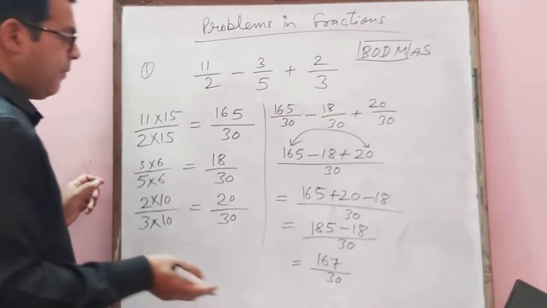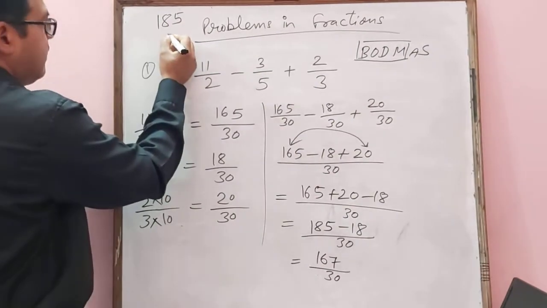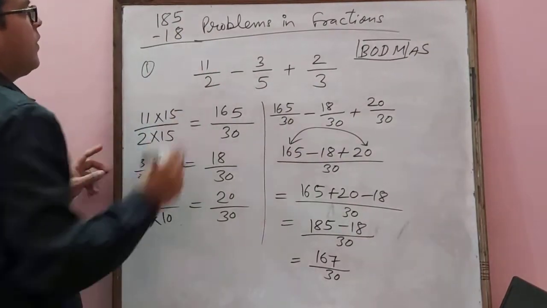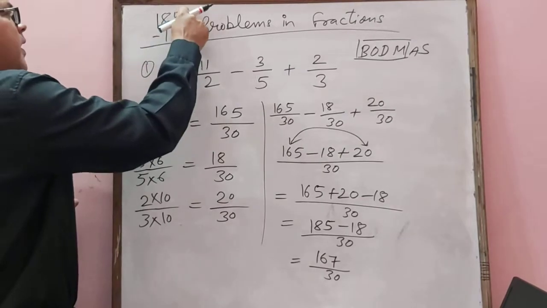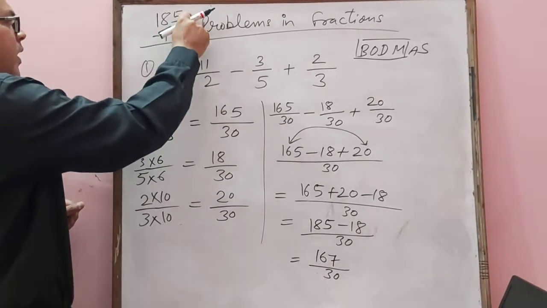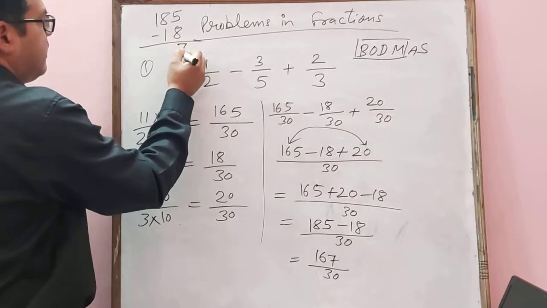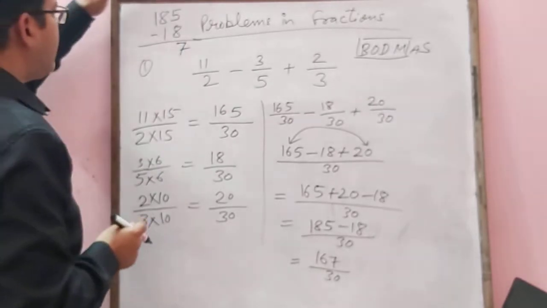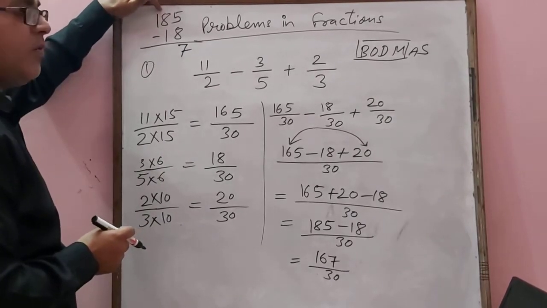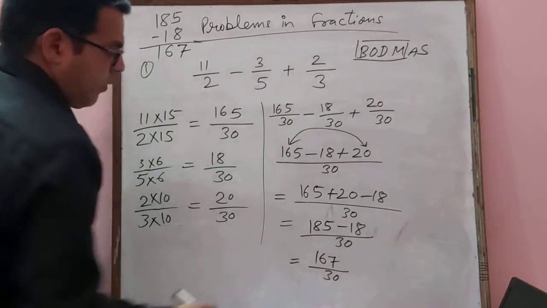If you are unable to subtract, you can subtract like this. Take borrow from here, it becomes now 15. You are taking borrow of 10 here, and 15 minus 8, 7 we can write. After taking borrow, it is now 7. 7 minus 1 is 6, then 1 as it is. So 167 upon 30 we can write here.